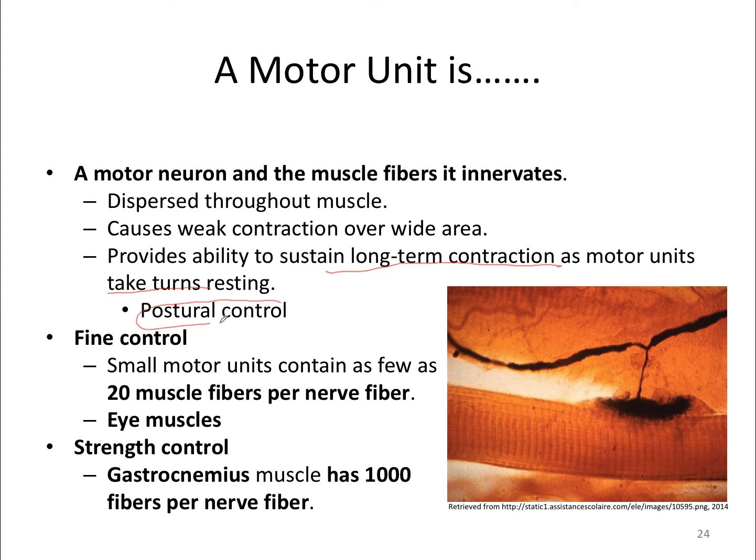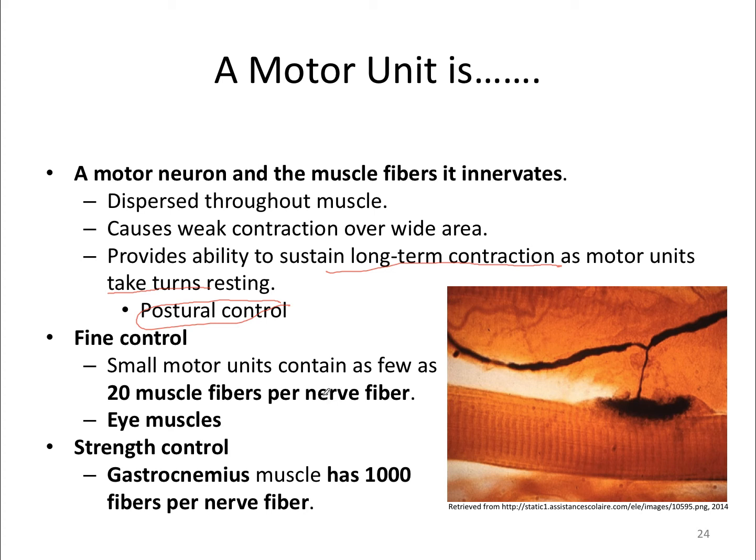So postural control, the ability to sit upright or stand upright, is contingent upon motor units taking turns. You also have a strength versus dexterity trade-off with motor units. So small motor units contain as few as 20 muscle fibers per nerve fiber. So that's very, very small.